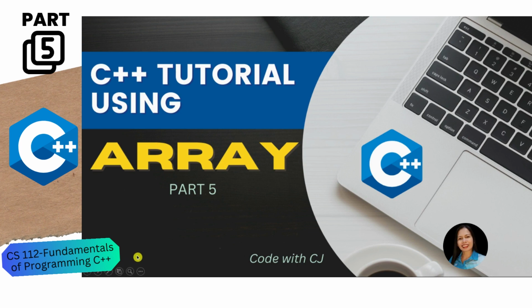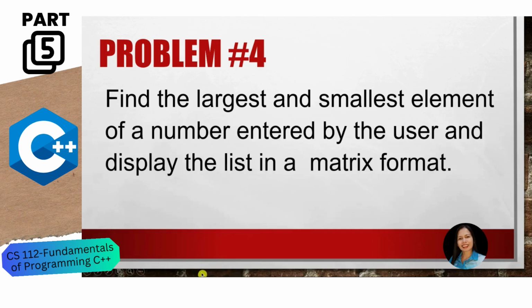Okay, let's get started. In this problem, we're going to find the largest and smallest number in the list, which is entered by the user. And then we're going to display those numbers in a matrix format, and then identify which one is the smallest and which one is the largest.